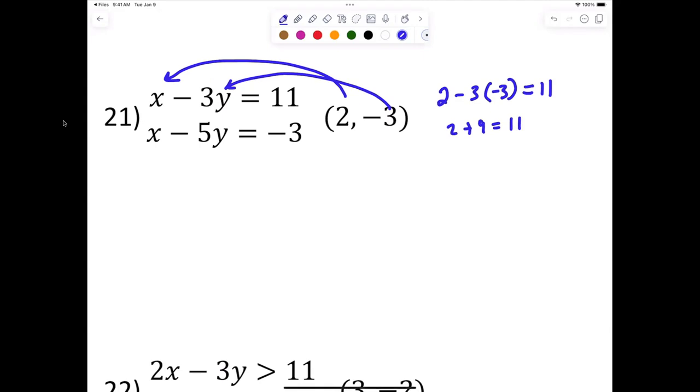Is that true? Yeah, so it works for the first one. So I give the first one a check. It has to work for both of them.